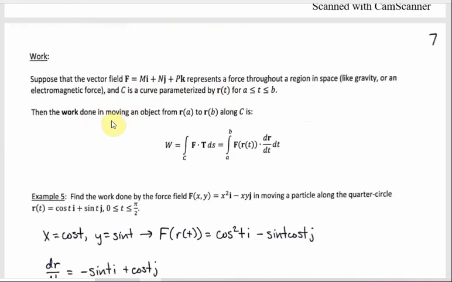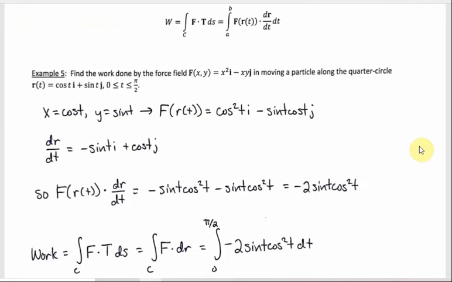Then the work done moving an object from the beginning of the curve to the end of the curve, because that's the beginning and that's the end, is what we were just doing. So the work is the integral of the dot product of F with the unit tangent vector, ds. Then we already know how to rewrite this so everything's in terms of t, and we get the definite integral. And so that's exactly what you do. So what happens in this example, other than the fact that it's about the amount of work being done, is the exact same thing that we were just doing.